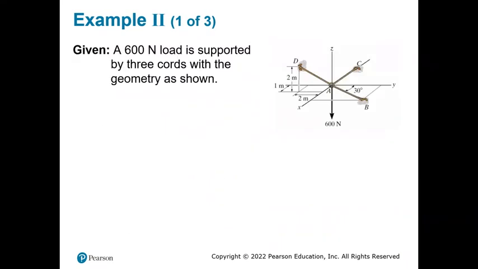So you are given a 600 Newton load, which is supported by 3 cords with the geometry shown here. The cords are connecting AB, AC, and AD. You are asked to find the tension in the cords AB, AC, and AD.